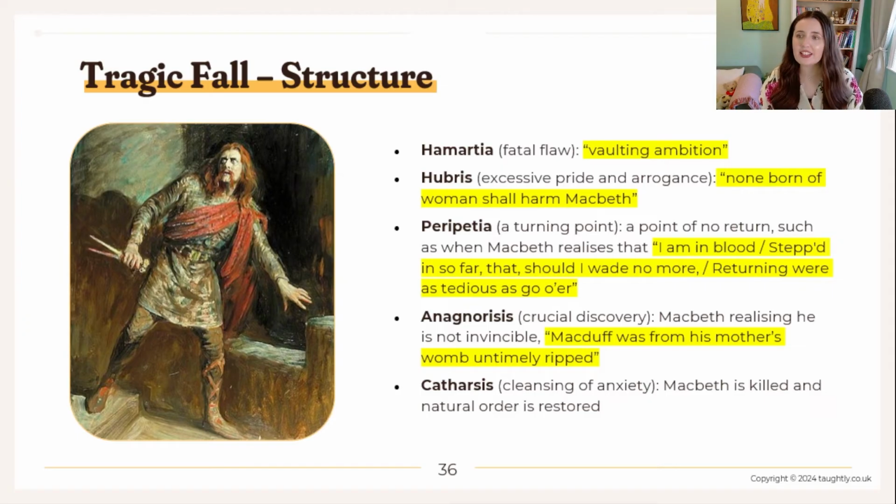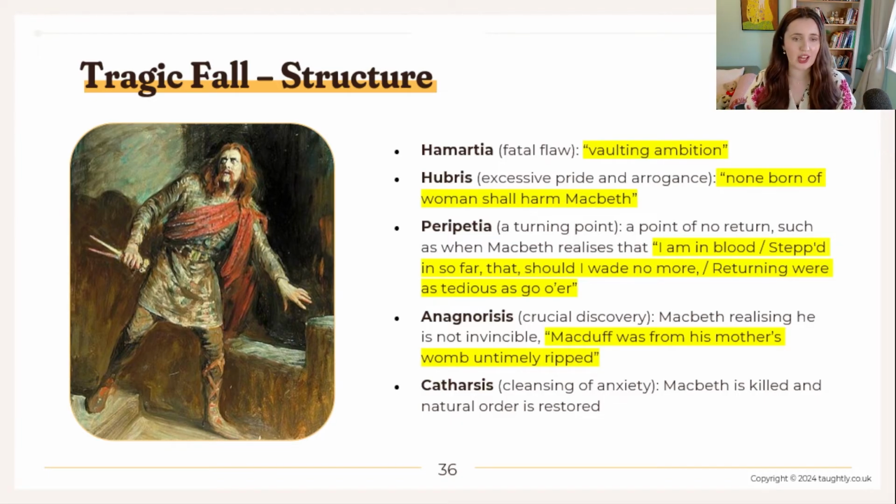And when he believes the line, "None born of woman shall harm Macbeth," he doesn't think critically about the witches' prophecies. He's just like, yeah, I'm great. That prophecy sounds right. No one born of a woman can possibly hurt me. And that partially leads to his downfall too. We've also got the peripeteia, which means a turning point. In other words, a point of no return. When you've gone too far, that you kind of have to carry on.